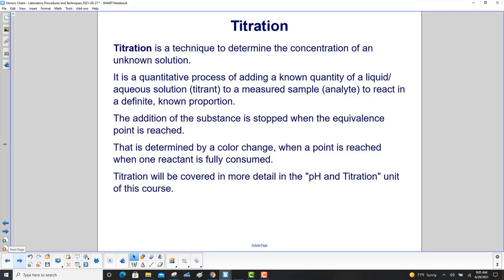Titration is a technique to determine the concentration of an unknown solution. It is a quantitative process of adding a known quantity of a liquid aqueous solution, called the titrant, to a measured sample, called the analyte, to react in a definite known proportion. The addition of the substance is stopped when the equivalence point is reached. That is determined by a color change when a point is reached when one reactant is fully consumed. Titration will be covered in much more detail in the pH and titration unit of this course.